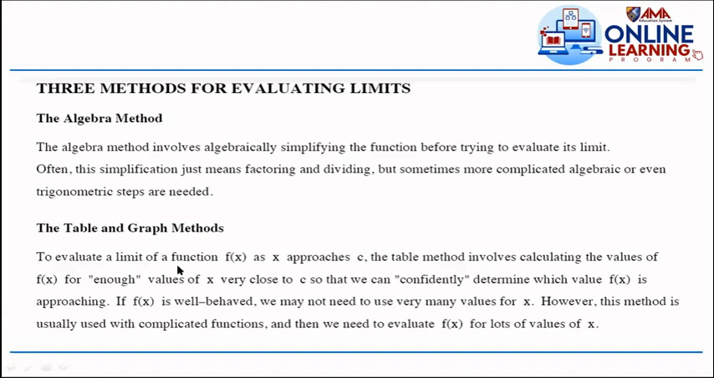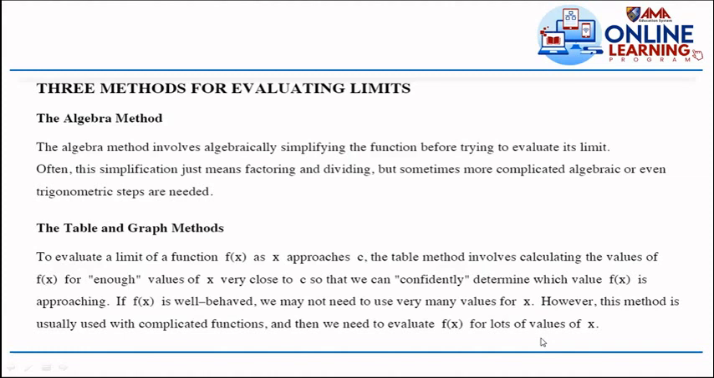To evaluate the limit of f(x) as x approaches the constant, the table method involves calculating the values of f(x) for enough values of x very close to the constant so that we can confidently determine which value f(x) is approaching. If f(x) is well behaved, we may not need to use very many values for x. However, this method is usually used with complicated functions, and then we need to evaluate f(x) for lots of values of x.